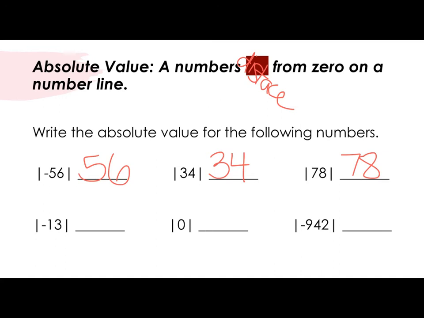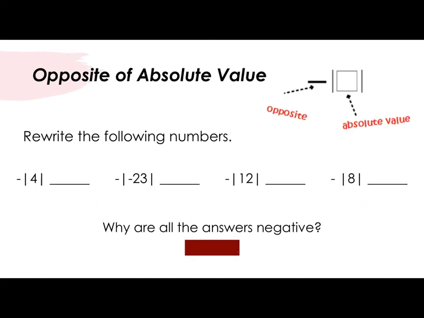Then the absolute value of negative 13 is 13. The absolute value of 0 is 0. The absolute value of negative 942 is 942. So anything inside the absolute value bars always becomes positive. Now in these ones, it's the opposite of the absolute value of the number. So remember, what's in the absolute value bars always becomes positive, and then it's the opposite of that number.